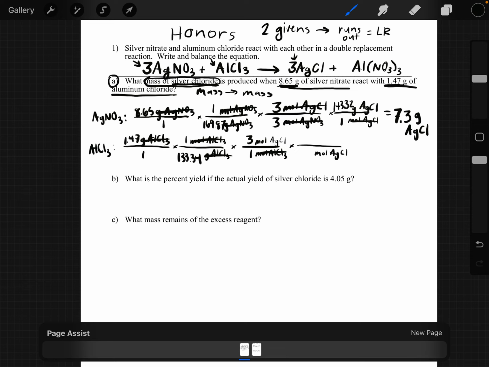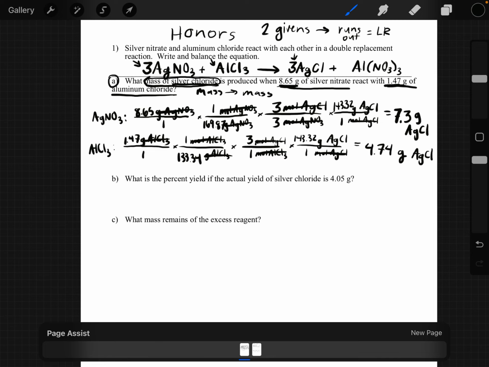I'm going to use my molar mass here. Good thing I already Googled this one. It's 143.32 grams for every 1 mole. Cancel out. And when I do this math, using my calculator, unless I'm crazy or my calculator sucks, I believe it's 4.74 grams of AgCl.